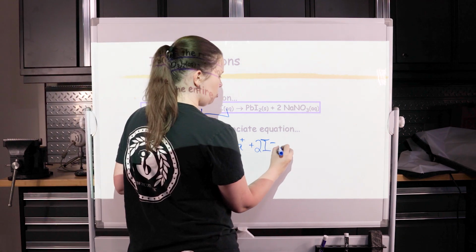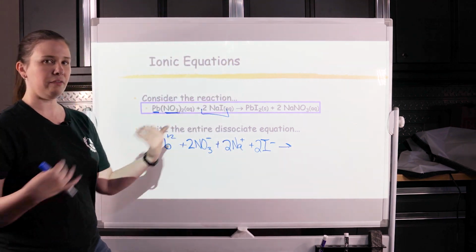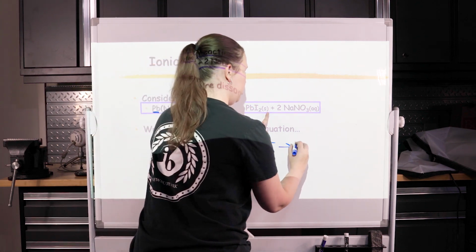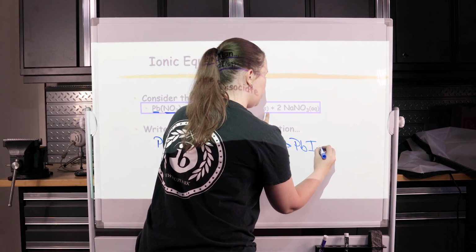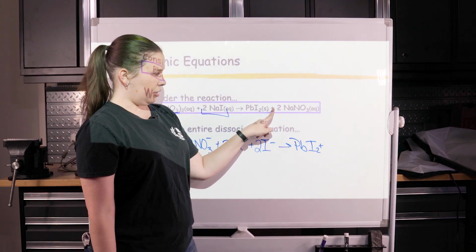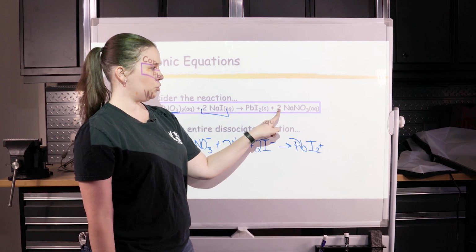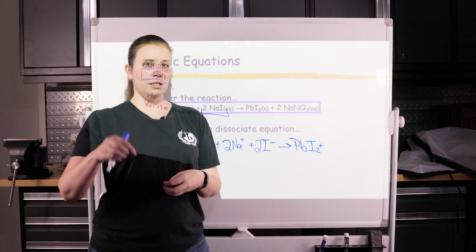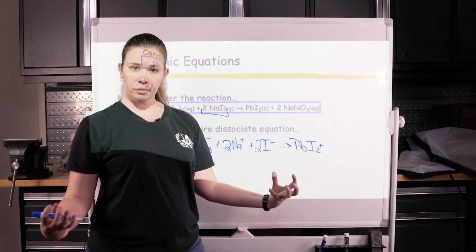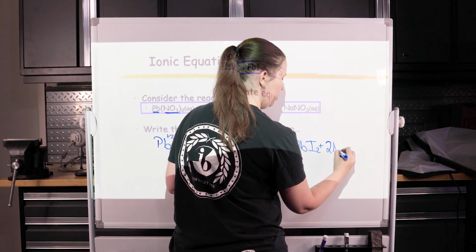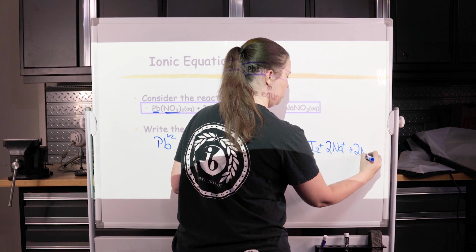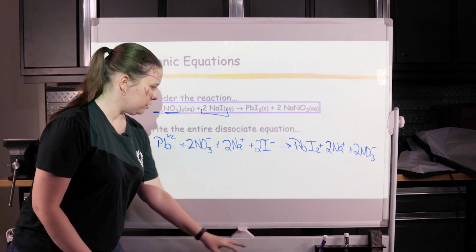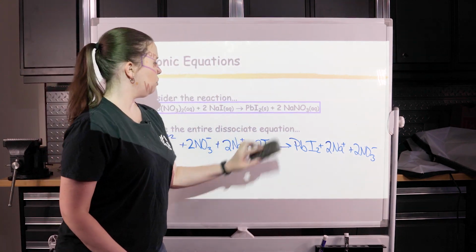Now I'm at the arrow, so I'm going to go ahead and draw that. We still want to keep the reactants on the left and the products on the right. With PbI2, because it was a solid, it didn't break up. So I'm not going to write that as ions. I'm going to write that as the compound. And plus, now I have 2 sodium nitrates. So remember the sodium nitrate broke up into the sodium +1 and nitrate -1, but I'm going to have double each of those. So I'm going to have 2 Na+ and 2 NO3-.